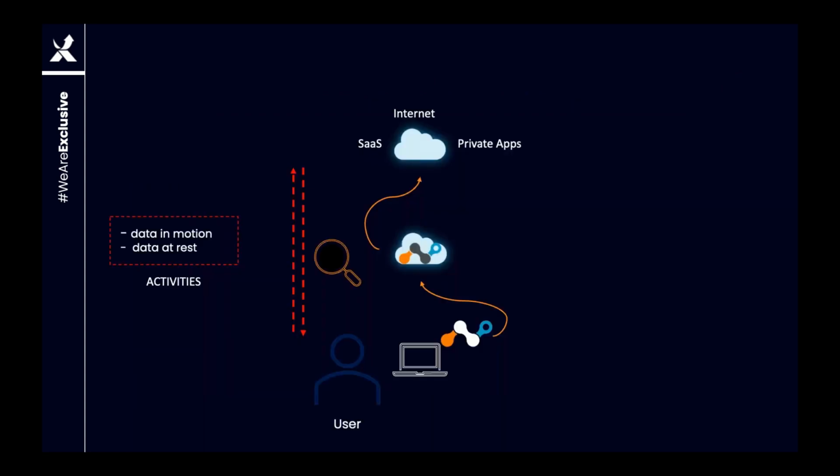So our user is now connecting to his application. It could be a private or a public application, and what's important is that Netskope is sitting inline. So it means Netskope has complete visibility. It can gain that context, and then based on the policies you have written in your organization, you will be able to control the activities of the user.